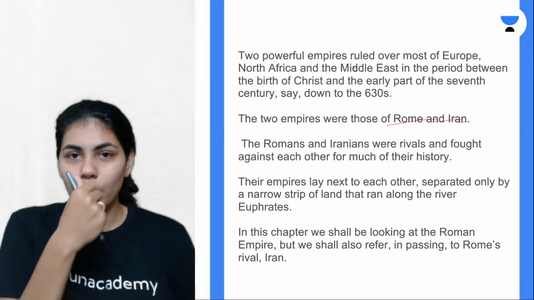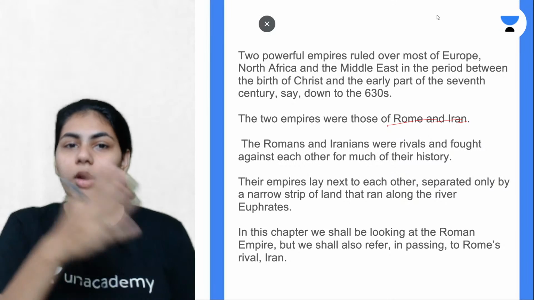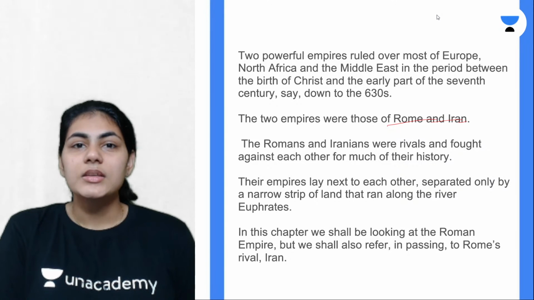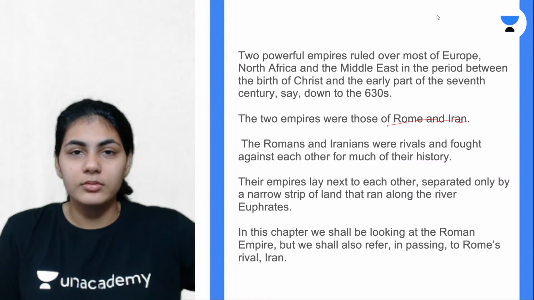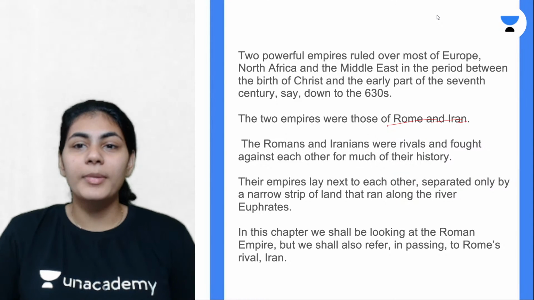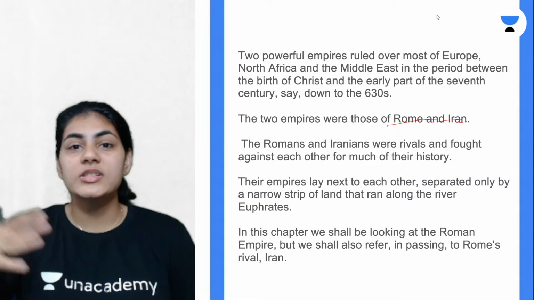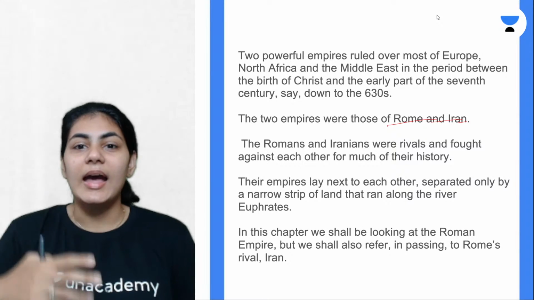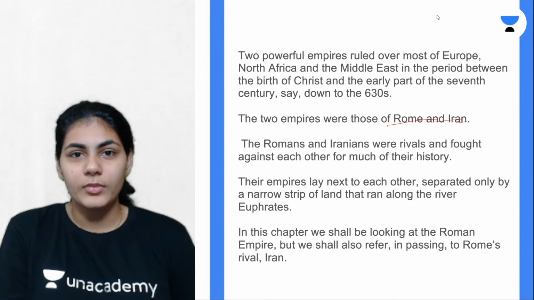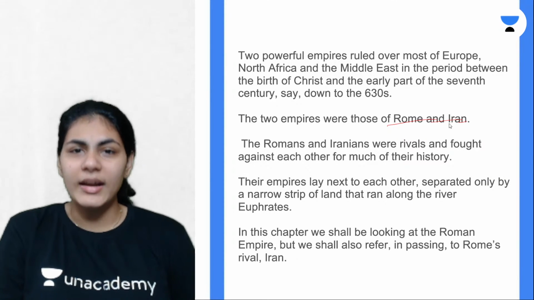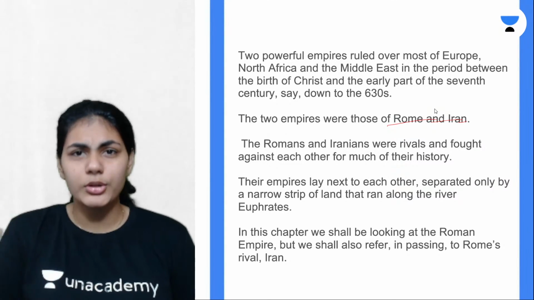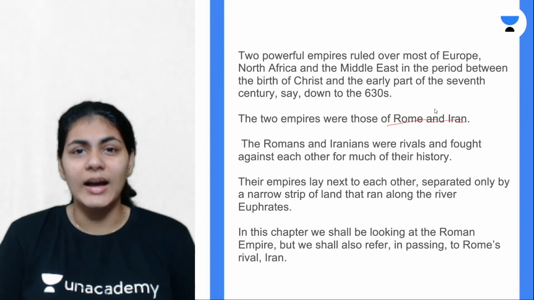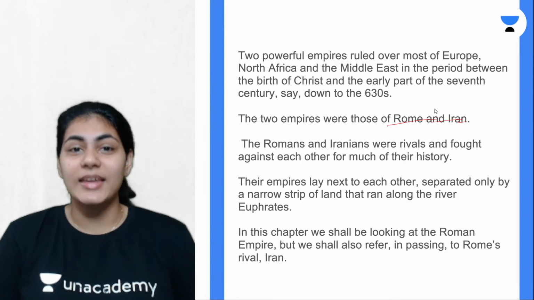What regions did they rule over? Basically the same regions: the whole of Europe, the whole of North Africa, the whole of the Middle East. From right before Christ was born till almost the middle of the 7th century, for almost 7 centuries, these two empires dominated the entire region. Those two are Rome and Iran. In this chapter, we'll only be dealing with Rome in particular. Iran is also great and powerful, but we won't be looking at Iran in this class, the 11th class.